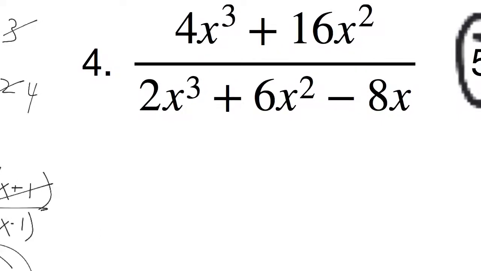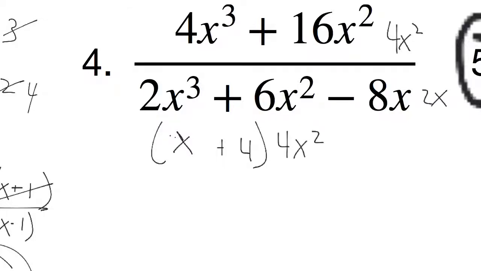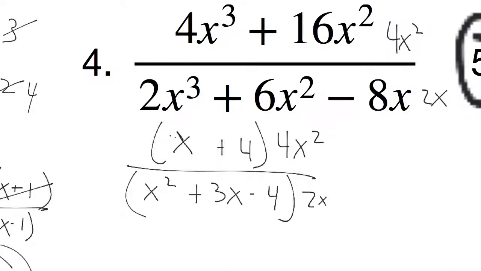Here, let's factor out 4x squared from the numerator and 2x from the denominator. So we end up getting x plus 4 times 4x squared over x squared plus 3x minus 4. So then we cancel out these two, cancel out this. It's just one left after this gets canceled.